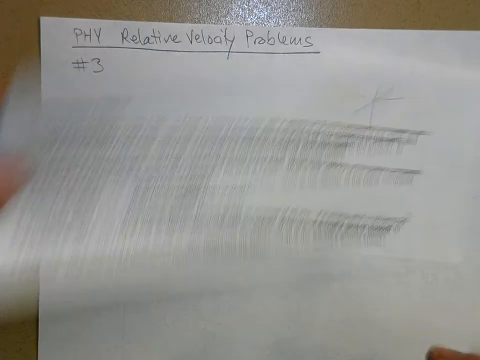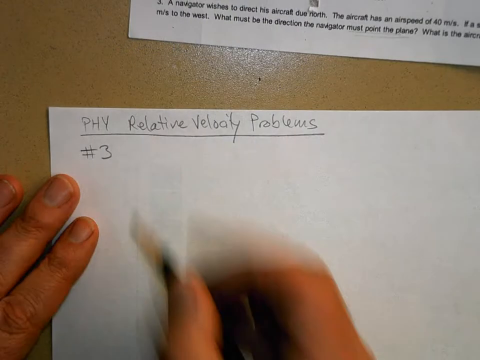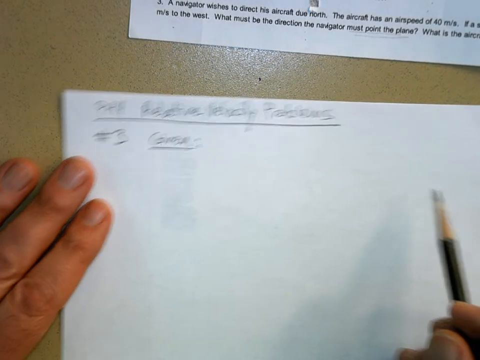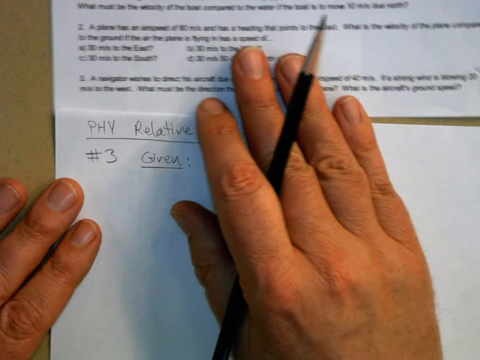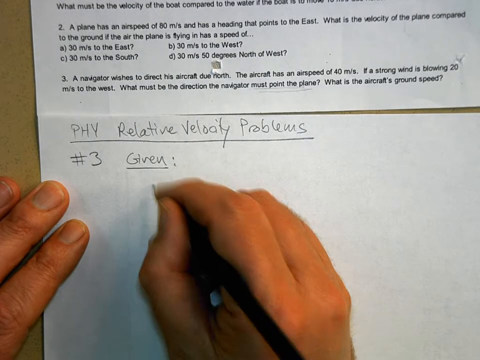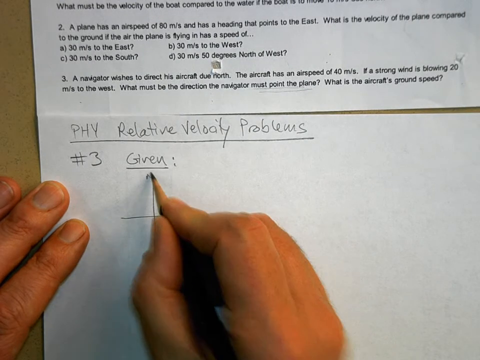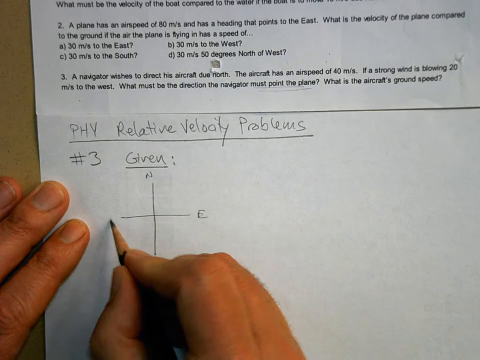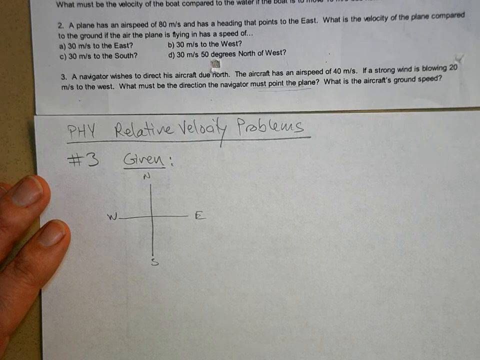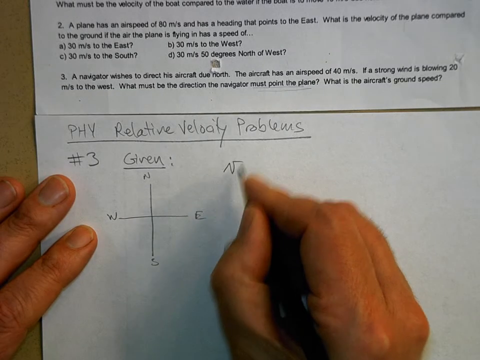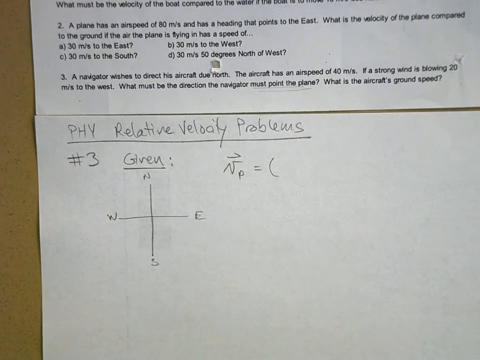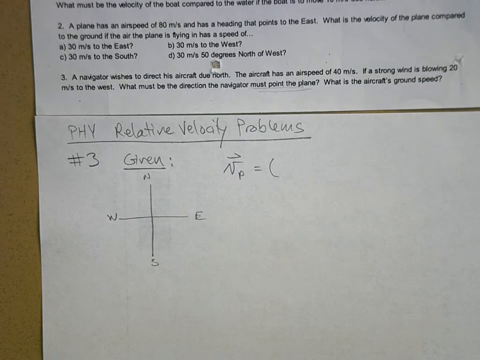Okay, so here's what I'm going to do. I'm going to set this up with given. Based on this, what do we know? Well, I'm going to say this is north, south, east, west, and I'm going to express each vector like the velocity of the plane equals. Now look, I'm going to do this in polar coordinates.